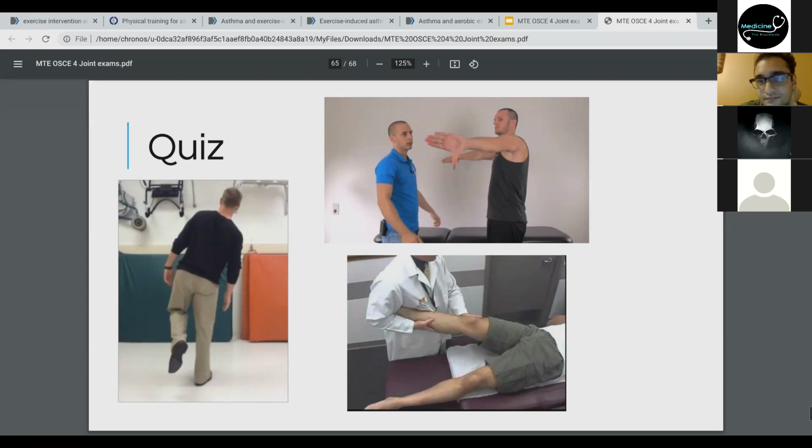Supraspinatus, people have written. Perfect. And in the picture at the bottom, what ligament of the knee is being tested? ACL, MCL, medial ACL. So this looks like he's doing a Lachman's, but he's actually doing a collateral stress test. So MCL is correct here.